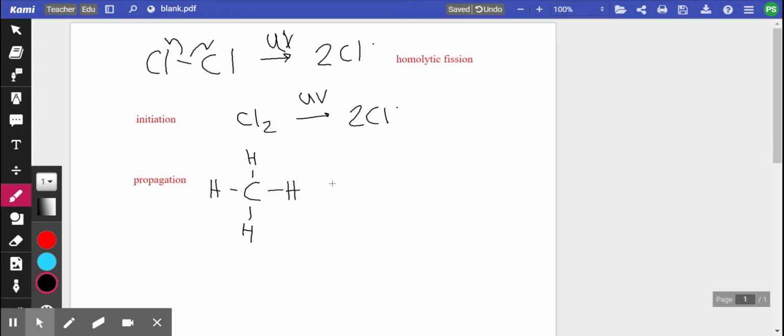So what happens is this chlorine radical helps break this bond. So chlorine, let's say, steals a hydrogen, and this bond that has two electrons, one electron goes with hydrogen and the other electron stays with the methane molecule. Now it is a CH3 radical. So what you end up having is the following.